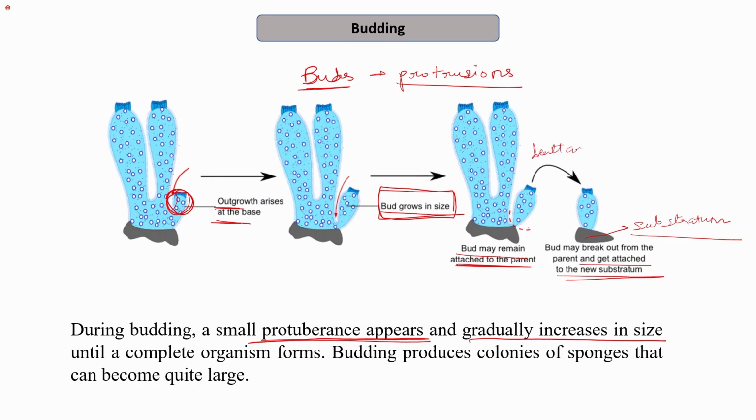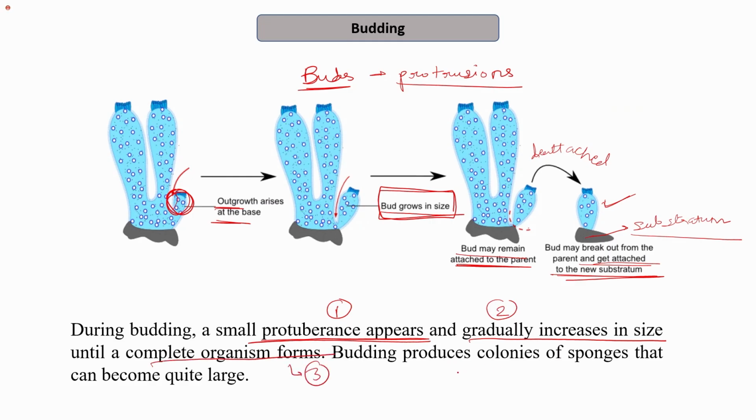So sometimes it detaches and forms a new colony. The bud may break out from the parent and get attached to a new substratum. So during budding, basically what is happening? Firstly, a protuberance appears, which grows in size gradually, leading to the formation of a complete organism.